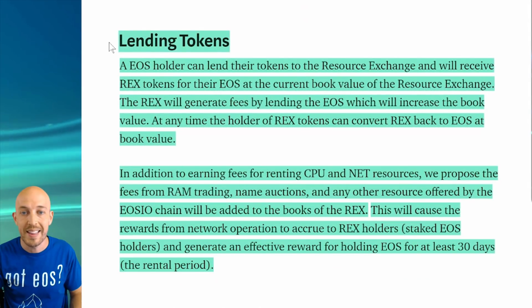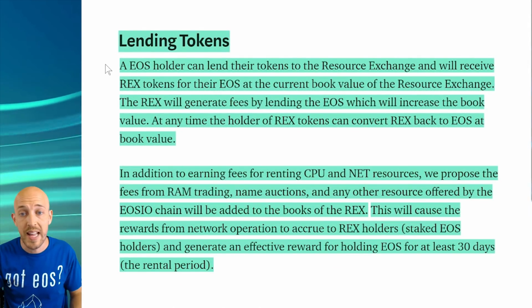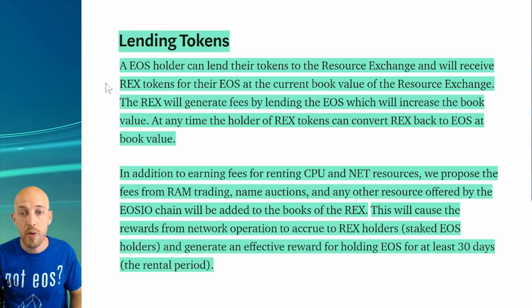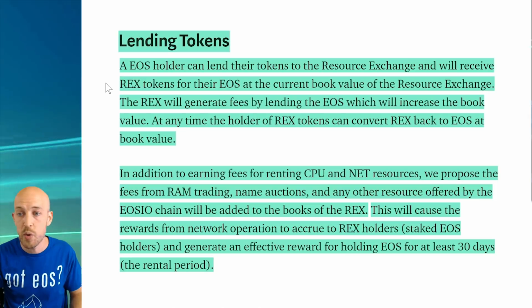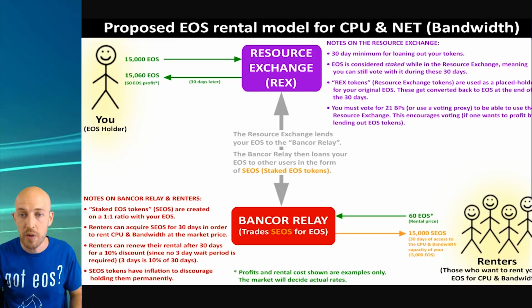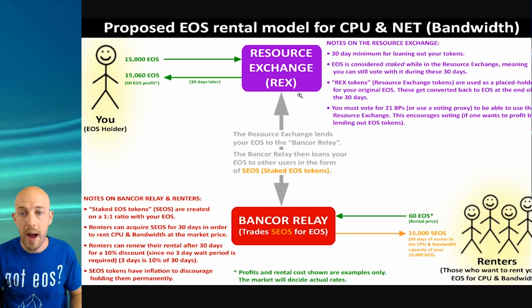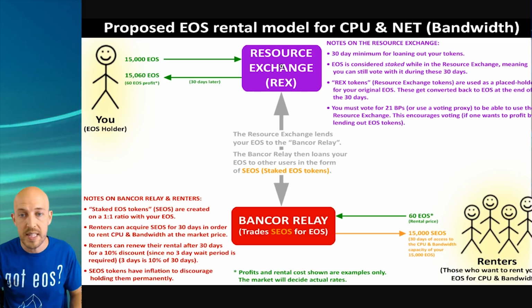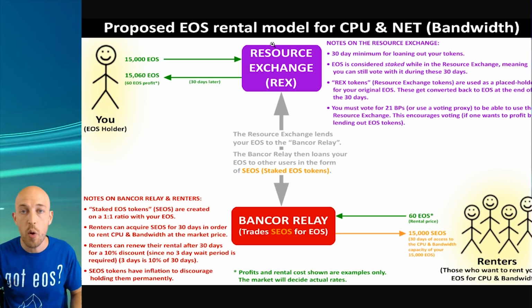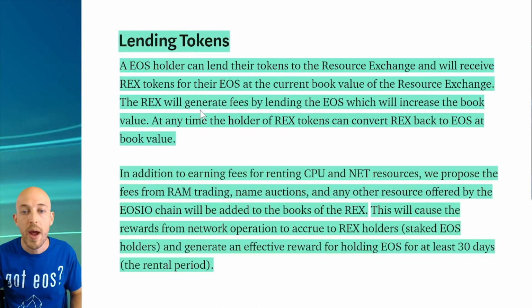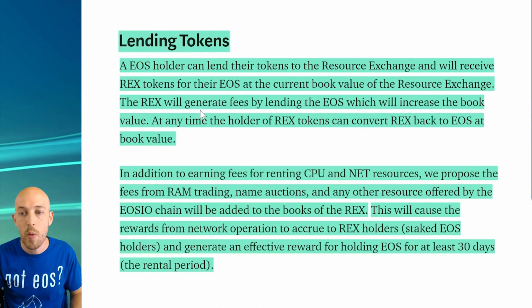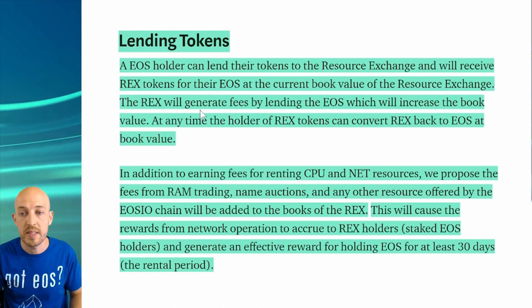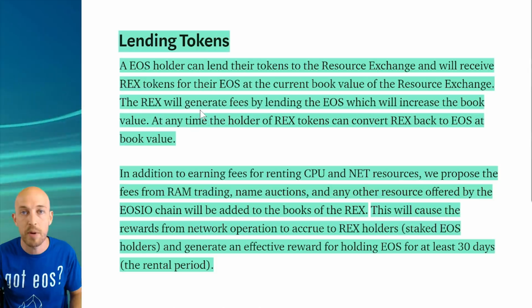So the subsection, lending tokens. An EOS holder can lend their tokens to the resource exchange and will receive REX tokens for their EOS at the current book value of the resource exchange. So on my picture, you'll notice that the purple box is what I'm representing as the resource exchange. This is what you deposit temporarily, for 30 days, your EOS tokens into. The REX will generate fees by lending the EOS, which will increase the book value. At any time, the holder of REX tokens can convert REX tokens back to EOS at book value.